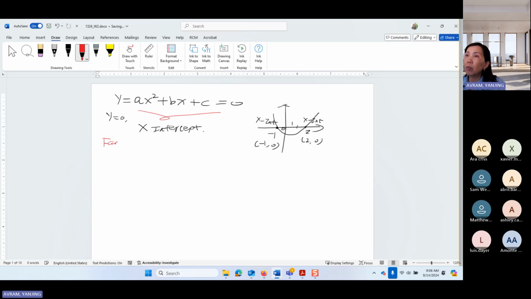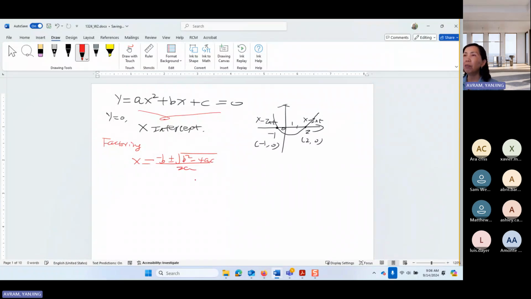One way we can do it is by factoring, right? If you can factor the quadratic equation, maybe it's the easiest way. Not quite easy, but the fastest way to find the x-intercept. Another one is the formula. So what's the formula? The formula will be negative b plus or minus the square root of b squared minus 4ac over 2a.